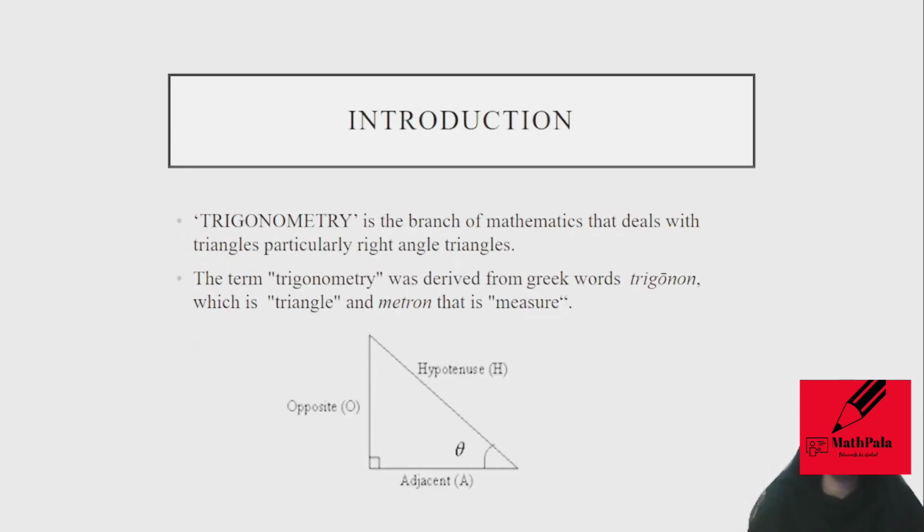So, what is trigonometry? Trigonometry is nothing but the branch of mathematics that deals with triangles, particularly right angle triangles. The term trigonometry was derived from the Greek words trigonon and metron. The word trigonon means triangle and metron means measure. Here the figure of a right angle triangle is given. So the question that arises in our mind is, what is a right angle triangle? A triangle having one angle of 90 degrees is called a right angle triangle.